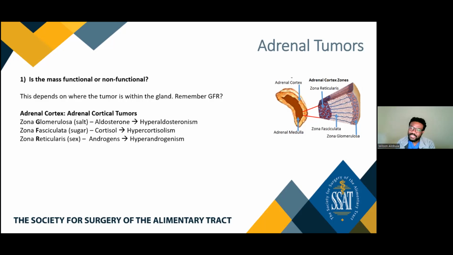hyperandrogenism. And that is actually managed more by medical endocrinologists, so we're not going to talk much about that here. And then in the medulla, that's where, like we said earlier, we get our catecholamine synthesis and conversion of norepinephrine to epinephrine. So that's where patients can have pheochromocytoma.